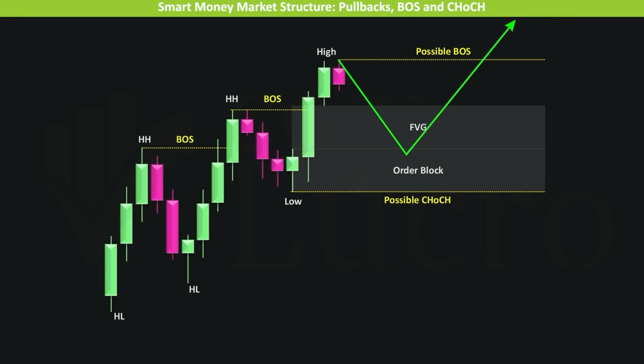When price breaks below a major swing that created an imbalance, this signals a meaningful shift in momentum. At that point, the move is no longer a pullback or a retracement, and it may point to a potential reversal. The same logic applies in bearish scenarios, where pullbacks react into supply zones that contain imbalances.